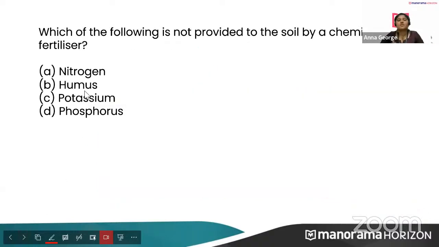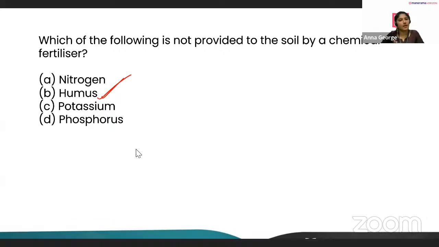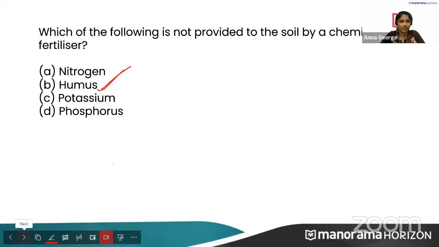So coming to the question, which of the following is not provided to the soil by a chemical fertilizer? You can just answer that. Very good, it is humus. Humus is organic, right? What provides humus? Manure. Humus is provided by manure. Nitrogen, phosphorus, and potassium are provided by fertilizers, not by manure.